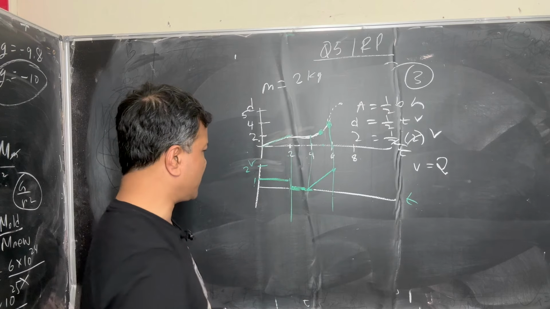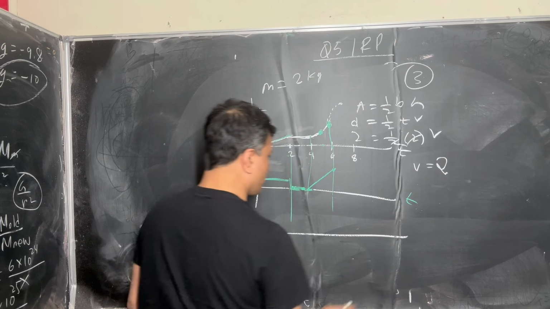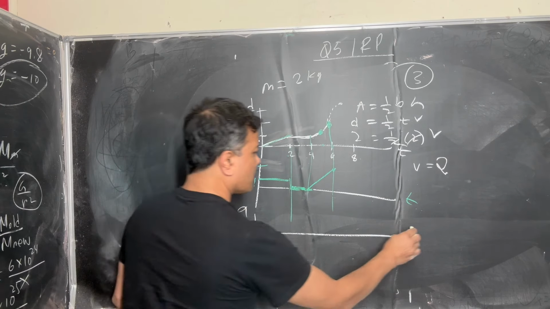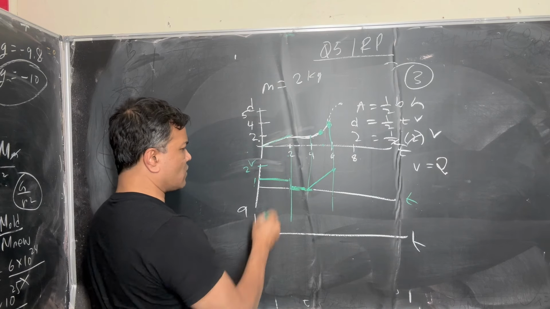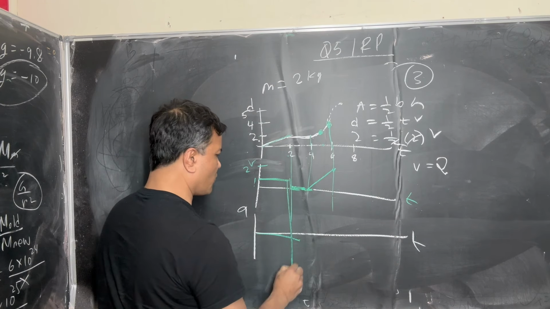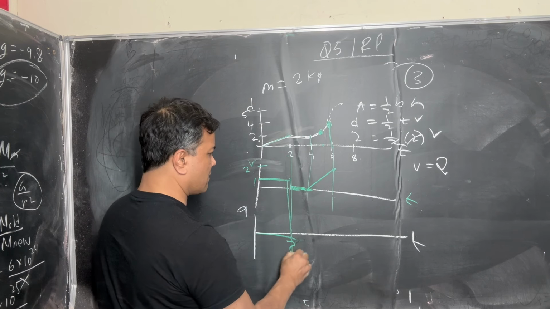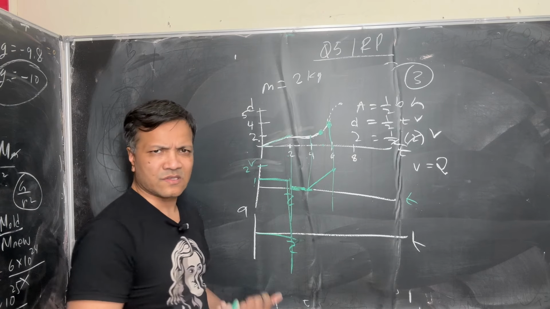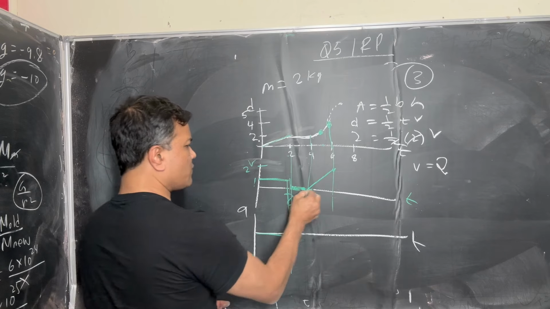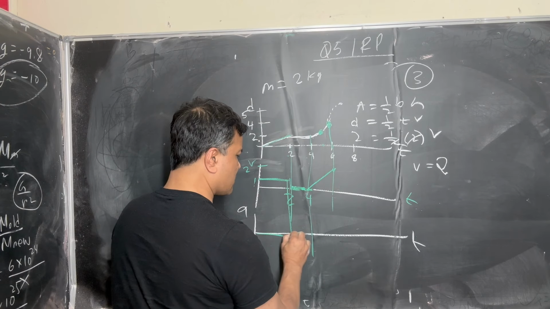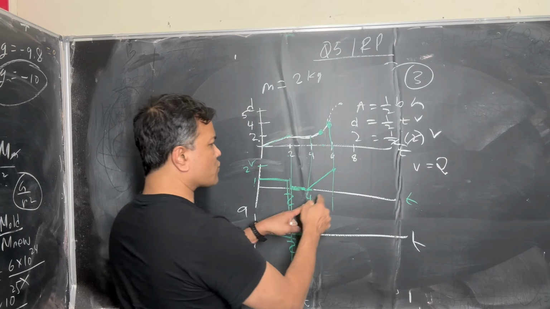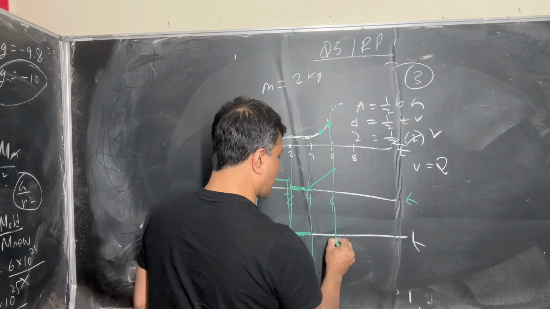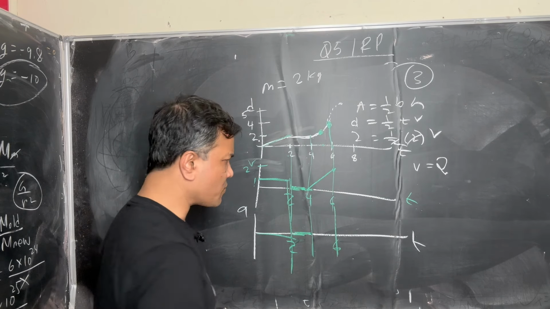Now we're going to convert it to an AT graph. And what are we going to discover by converting it to an AT graph? We discovered that the slope of this one is 0. So from 0 to 2 seconds, the slope is 0. From 2 to 4 seconds, the slope is also 0. But from 4 to 6 seconds, the slope is not 0. Let's see what the slope is.